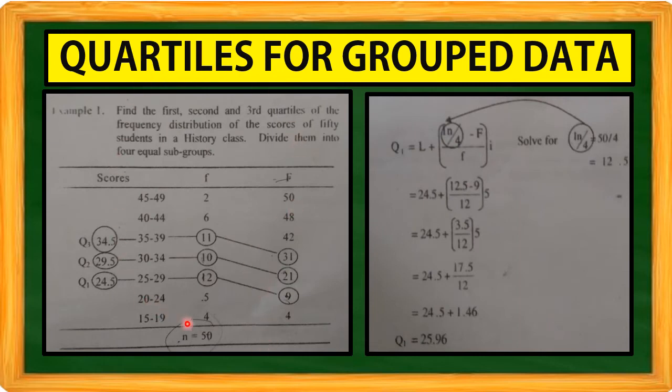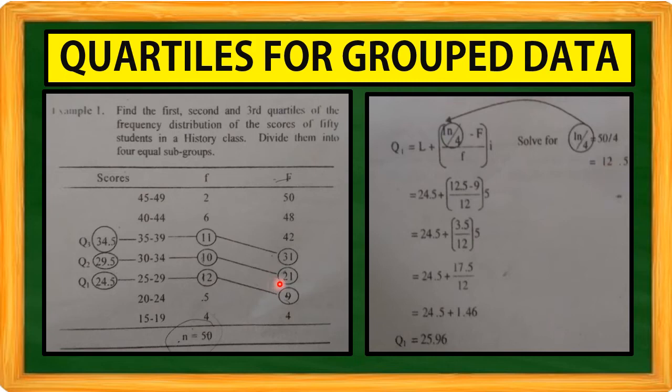So ito po yung problem na present ko kanina. So in computing for the quartile 1, kailangan natin i-consider ito siya, itong part na naka-circle, kasi siya ang magiging basehan sa paghanap natin ng lower limit. So una, solve muna natin siya. 1n divide 4 is 50 divide 4 is equal to 12.5.